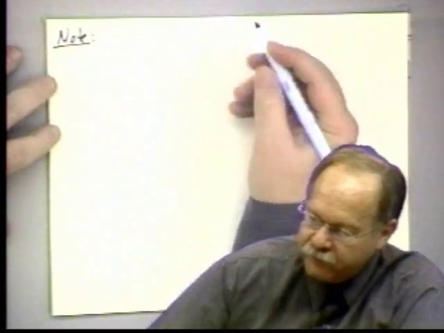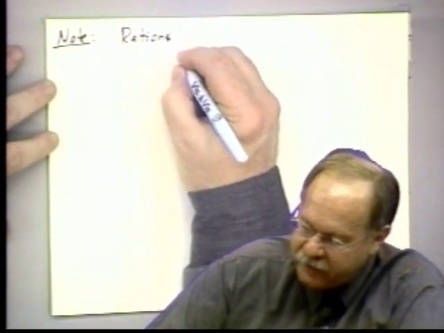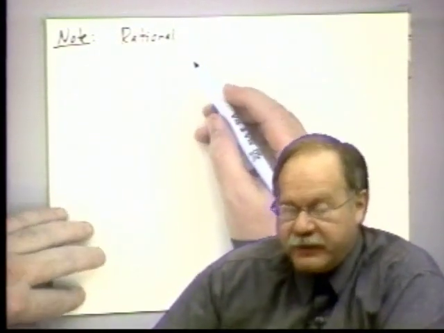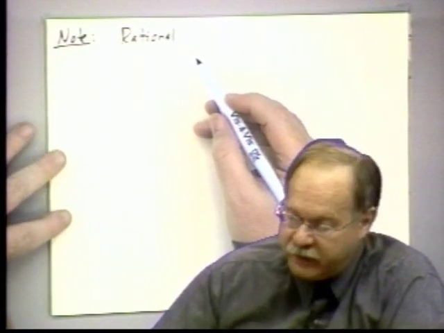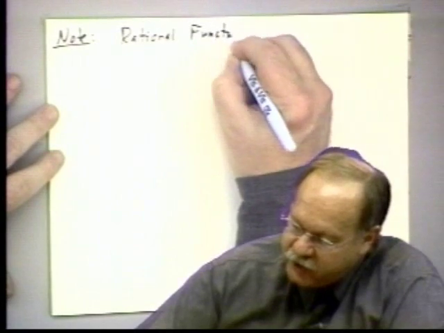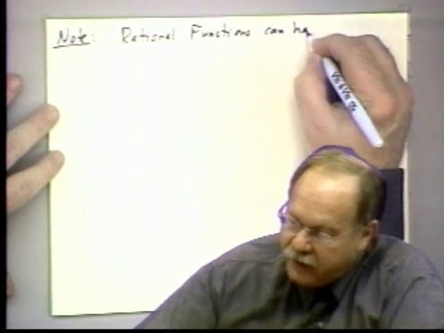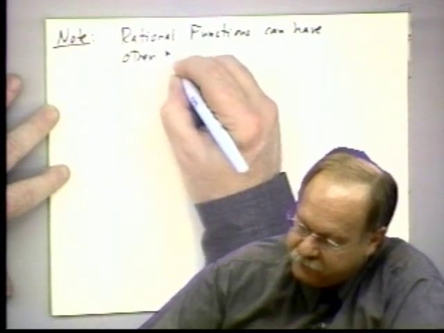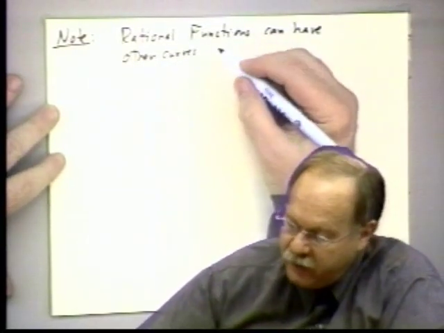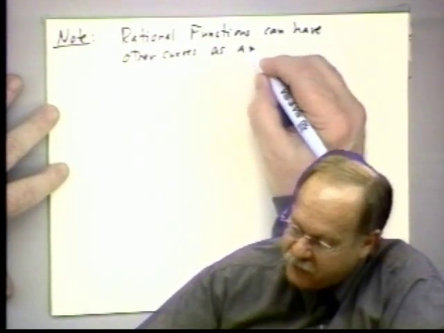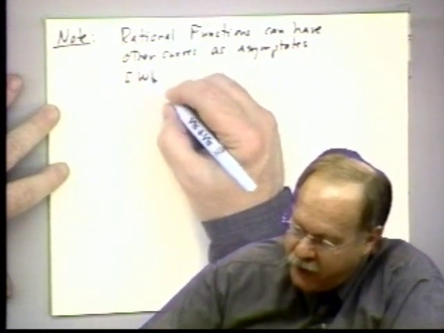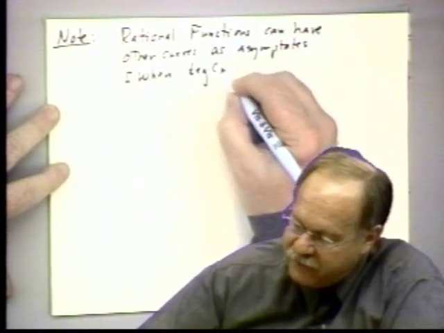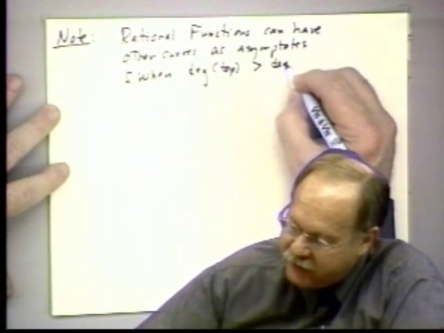I want to note about rational functions before we leave them. Rational functions are not limited, although this may be all that you've ever seen, to vertical and horizontal asymptotes. They can have other sorts of asymptotes. Sometimes it's worthwhile finding them too. So rational functions can have other lines that are not vertical or horizontal, or other curves, as asymptotes. That usually is going to happen when in the rational function the degree of the top is strictly greater than the degree of the bottom.